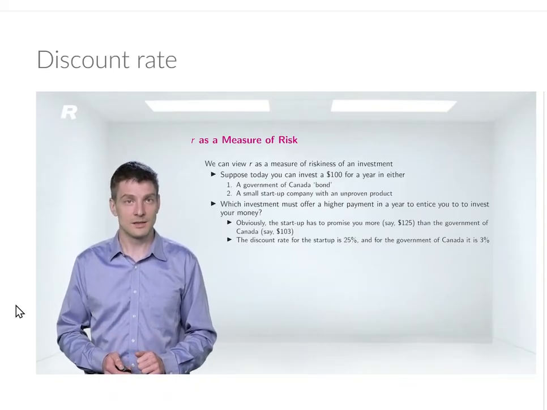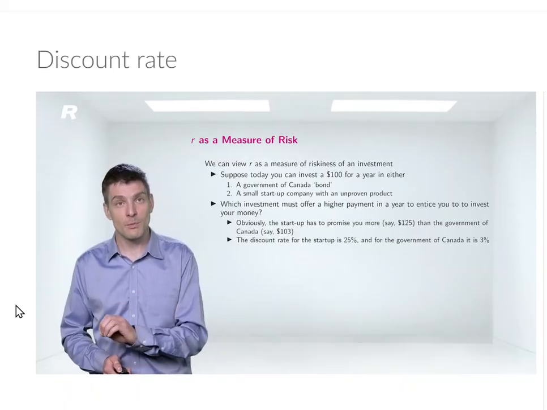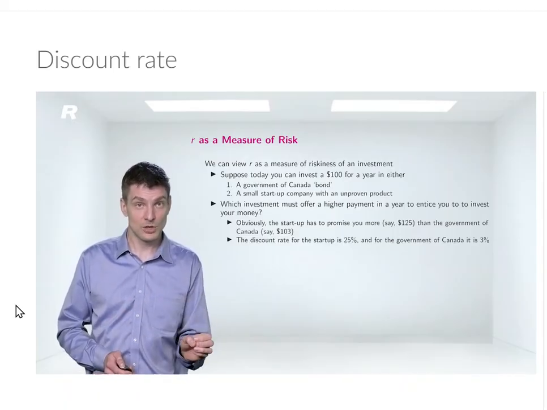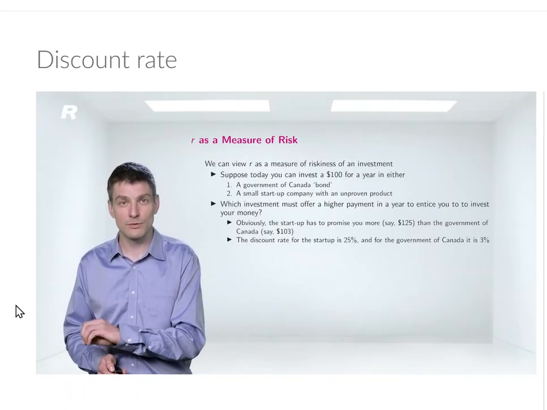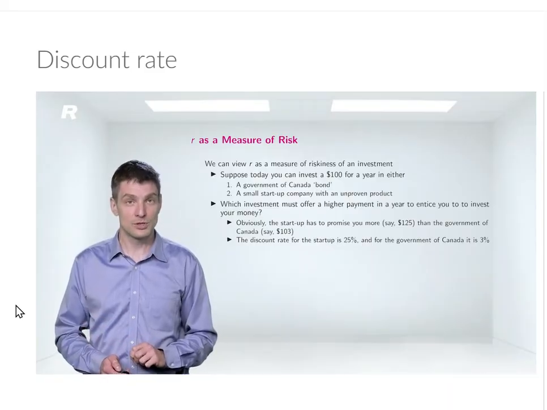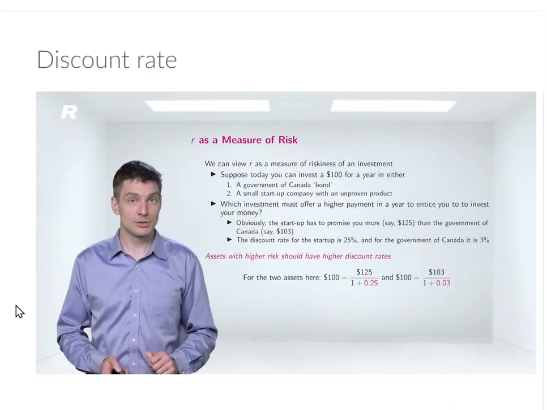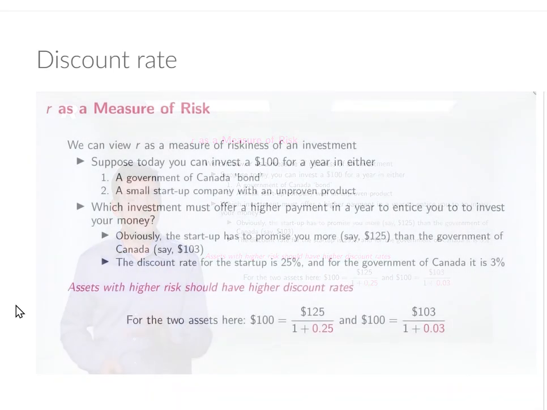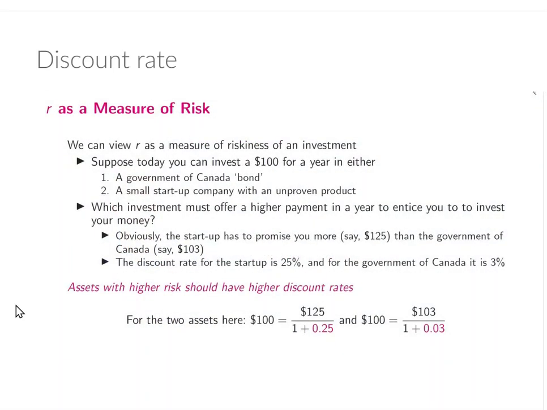So what does that mean? It means that the rate of growth of your money if you invest in option 1 is going to be smaller than the rate of growth of your money if you invest in option 2. Or if you want to tie it back to our equations, we would be using two different discount rates, two different interest rates, to connect the value from the present to the value from the future. For the Government of Canada, the discount rate is going to be smaller. For the startup, it's going to be bigger.